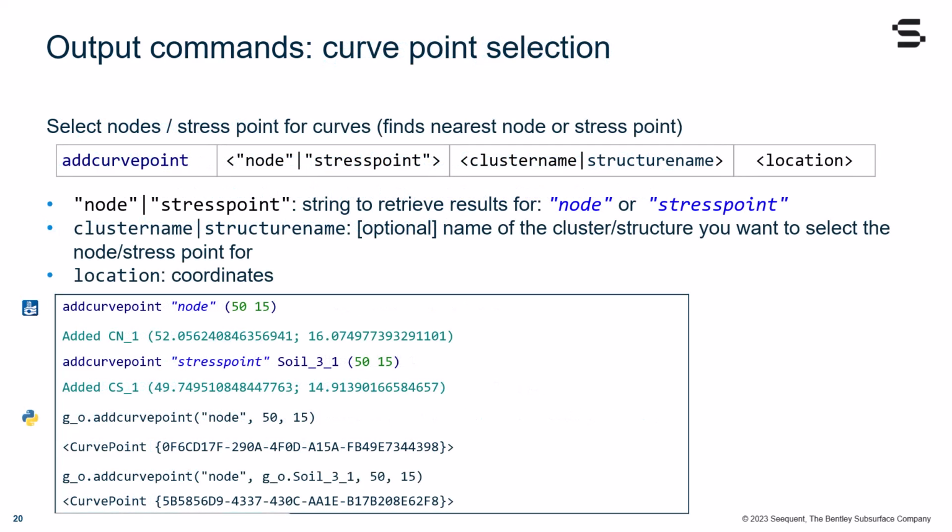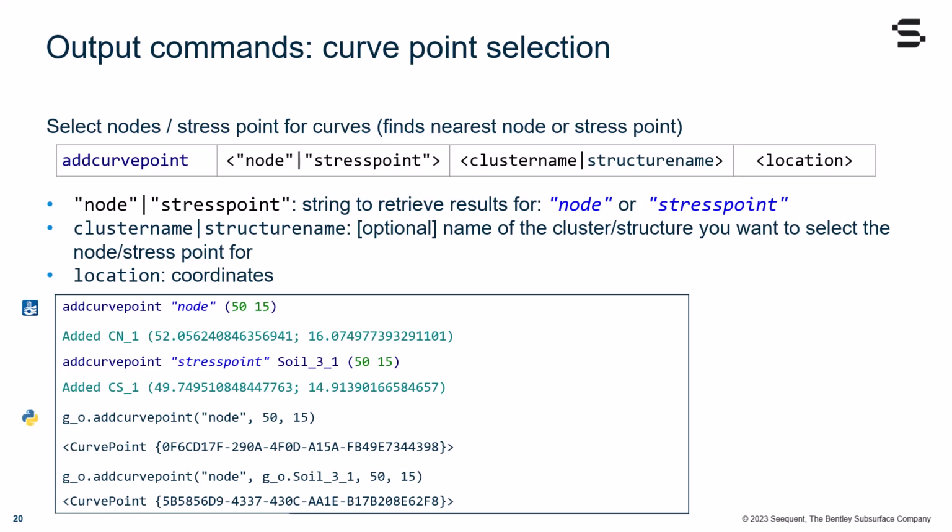Before we explain the next command for results, we need to see how we can select curve points in PLAXIS Output via the command line. The add curve point command selects nodes or stress points for curves by finding the nearest node or stress point to the provided location. The command syntax has the following parts. The command name, add curve point, a string specifying node or stress point to add the curve point which will be used to retrieve the results from, and the location by using coordinates.